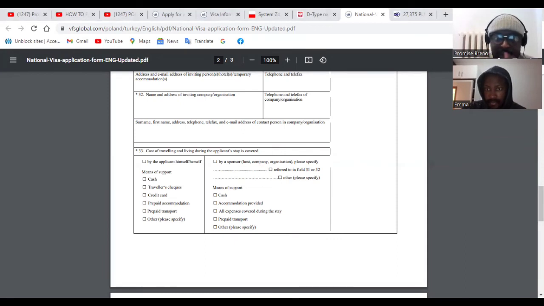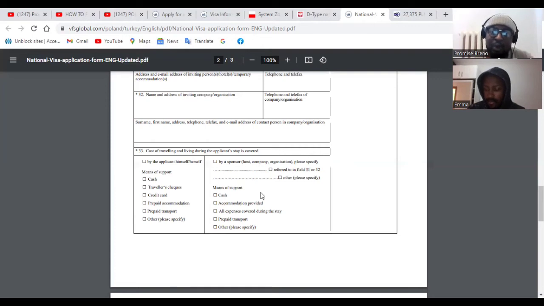You have to tick that you are sponsoring yourself, that is, if you are the one that is going to be taking care of yourself. If you're the one that is going to be providing the bank statement, you have to tick this box. And after you've ticked the box, then what is your means of support? Is it going to be by cash, by traveler's checks, a credit card, prepaid accommodation, etc.? If the options you have are not on this list, then you just click on other, then enter it here. Okay. All right.